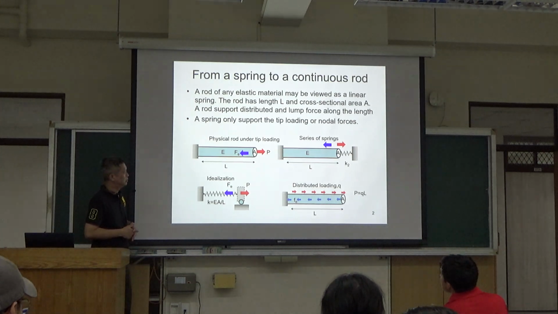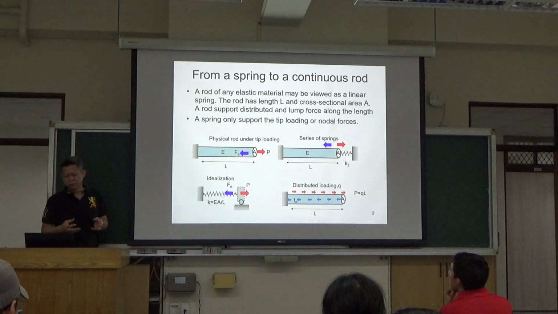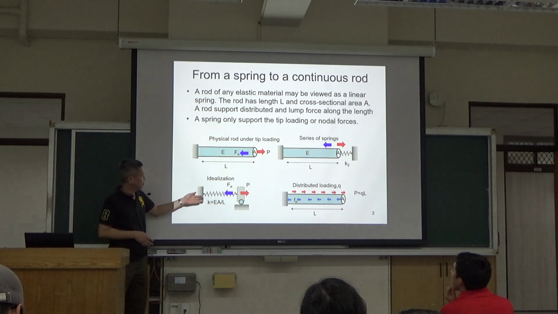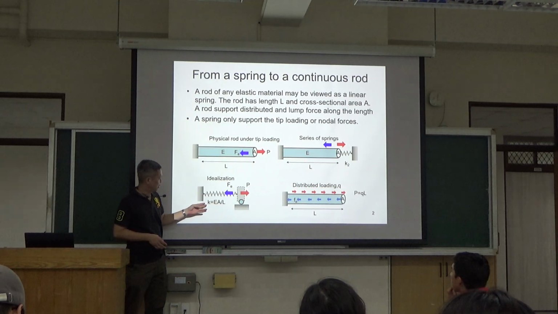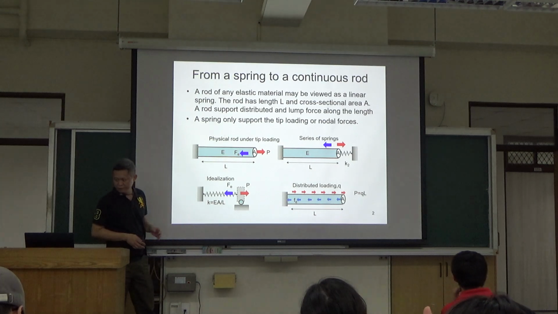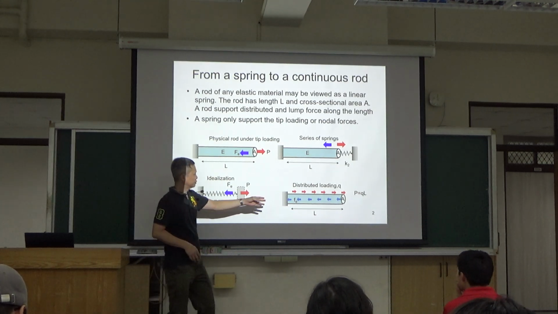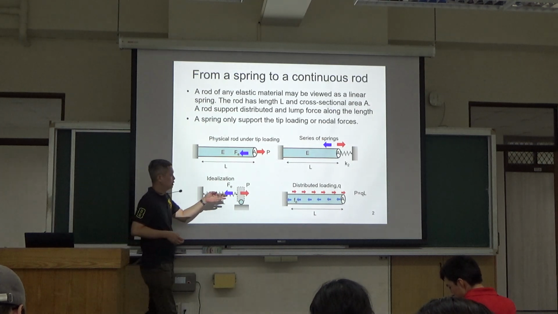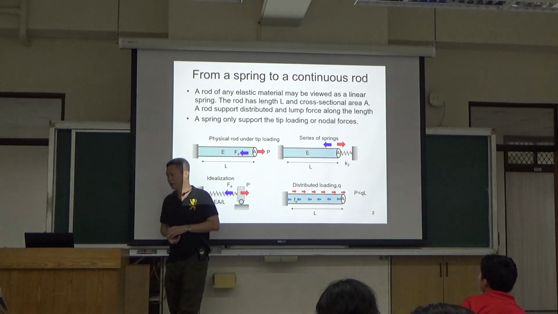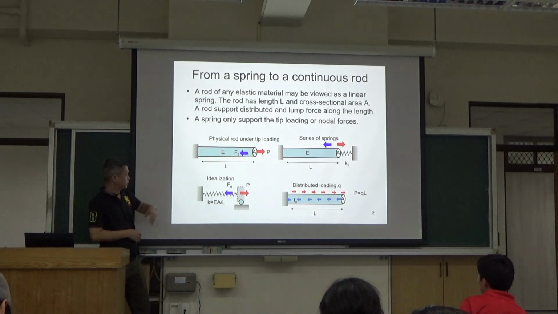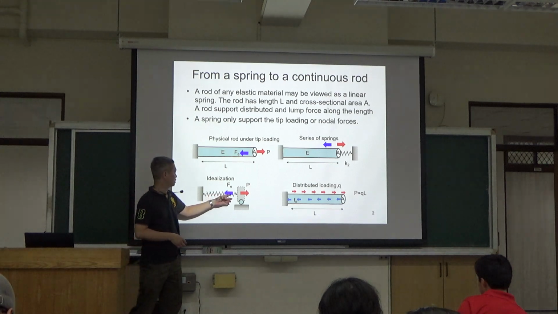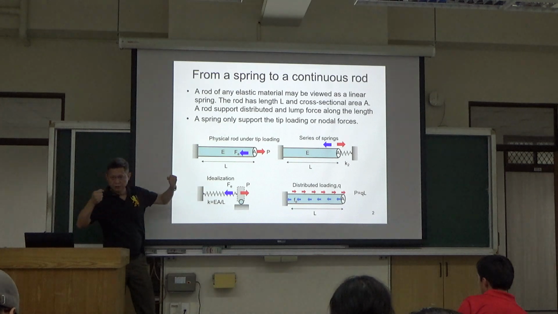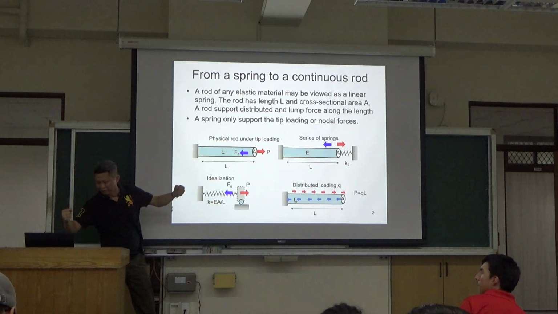Because in reality, a rod is a continuum. Even though it can be idealized as a spring that can be described with a spring constant, there are situations where these cannot be fully captured, such as when a rod is subjected to distributed load. A spring is an element that supports end loading, so you can have spring stretch. The way you apply force is at the end of the spring.